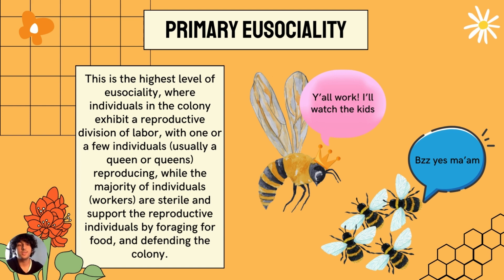So as my friend Gabriel just talked about, we have different types of society. And we have the primary society. So this is the highest level of society. In this level, individuals in the community exhibit a reproductive division of labor. We have some few individuals that are queens and are the ones in charge of reproduction, while we have the vast majority of individuals that are workers, and these ones are sterile and support the reproductive individuals by foraging the food and defending the colony, just as you can see here in the beautiful image.